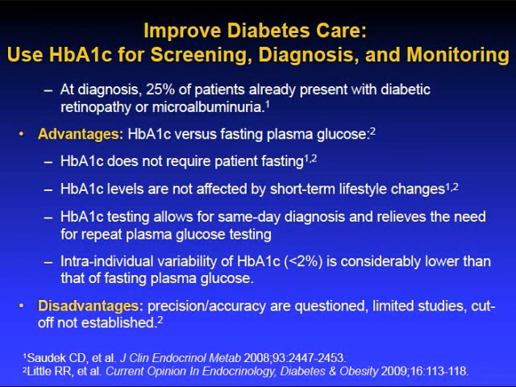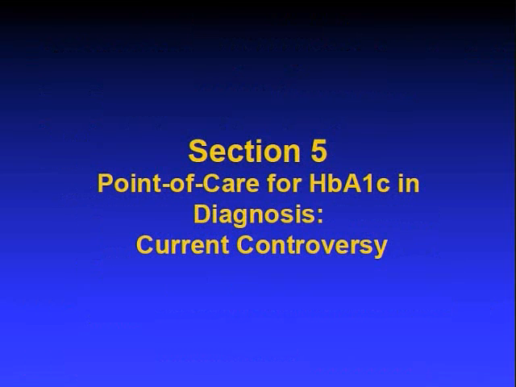A1c testing allows for same-day diagnosis and relieves the need for repeat plasma glucose testing. An intra-individual variability of A1c is considerably lower than that of fasting plasma glucose. Some disadvantages are that the precision and accuracy of point-of-care A1c tests are being questioned. There are limited studies, and the cutoff value has not yet been established.